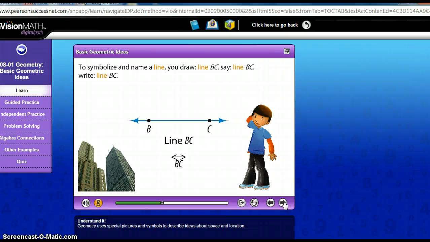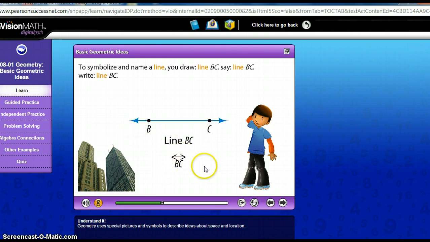Say line BC. Write line BC. So, if you're doing this in a workbook and it says to draw a line BC, you will actually draw it, and you have to have your arrows, because without your arrows, it becomes a line segment. A line goes on forever in both directions. So you would label your dots on it with a B and a C. What do you call this? You would say line BC. That's what this is called.